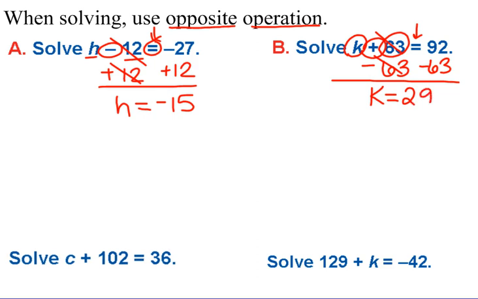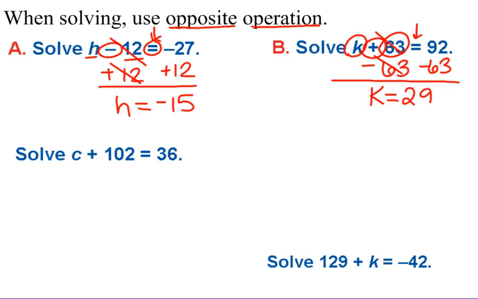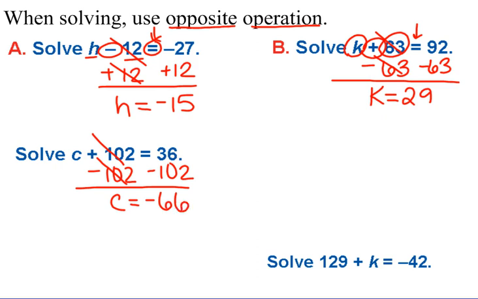All right, this next problem here, I'm going to spare you the whole commentary, but here's my c. It's attached by 102. It's attached by addition. You're going to do the opposite and subtract. So we're going to subtract 102, again, from both sides to keep everything equal. The positive 102 and negative 102 will zero each other out. They will cancel. We'll bring down the c. Doing the math here correctly, it'll be negative 66.